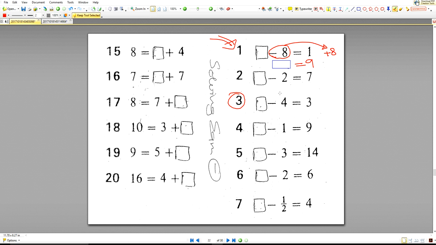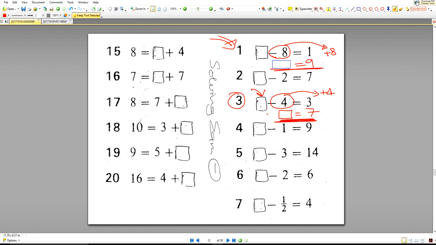So let me have a look at question number 3 now. I want to work out the box. Box has got minus 4 next to it. Opposite of minus 4 is add 4. So we copy the box down. Copy the equal down. 3 add 4 is 7. And we finish that question.